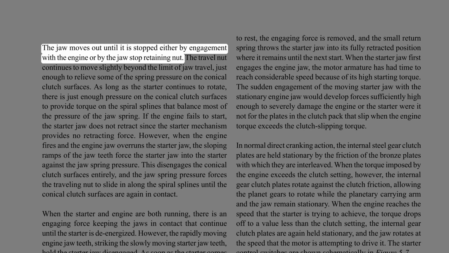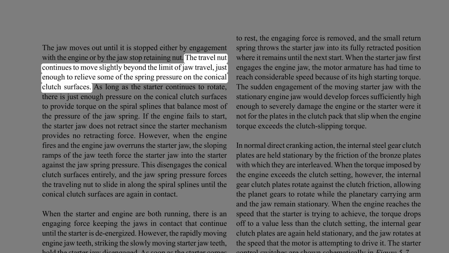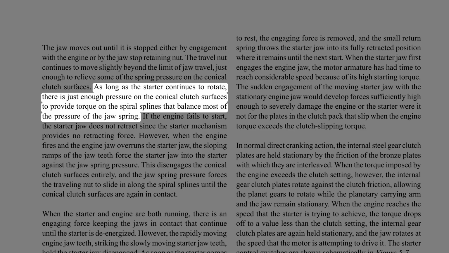The jaw moves out until it is stopped either by engagement with the engine or by the jaw stop retaining nut. The travel nut continues to move slightly beyond the limit of jaw travel, just enough to relieve some of the spring pressure on the conical clutch surfaces. As long as the starter continues to rotate, there is just enough pressure on the conical clutch surfaces to provide torque on the spiral splines that balance most of the pressure of the jaw spring.